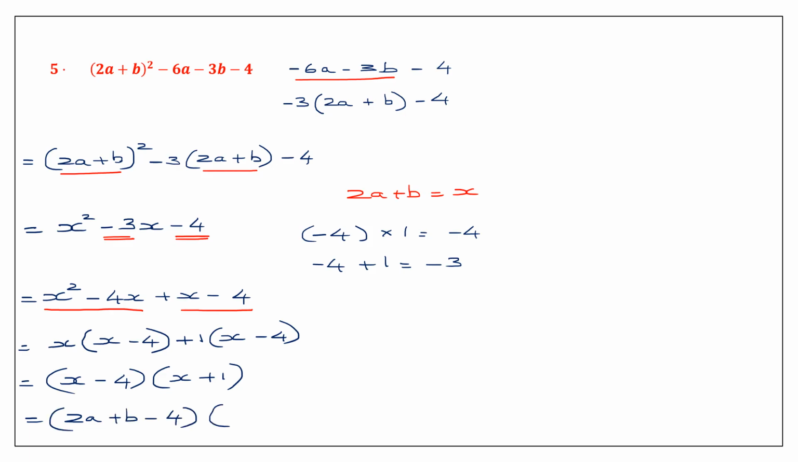And in the second one also, in place of x, we are going to write 2a plus b and plus 1. So we've got our answers: 2a plus b minus 4 and 2a plus b plus 1.